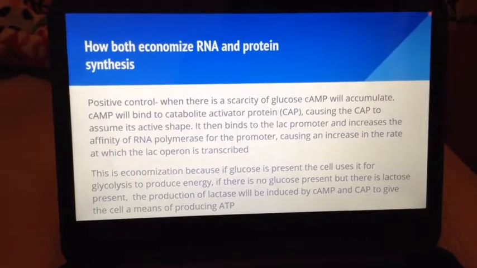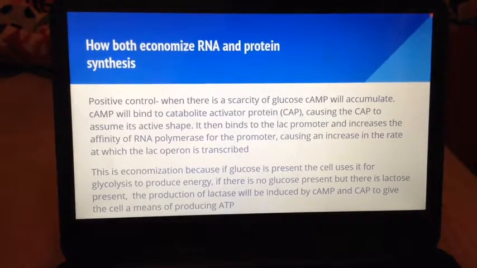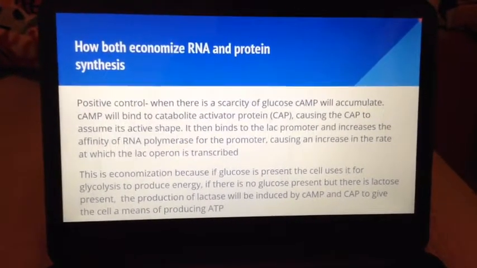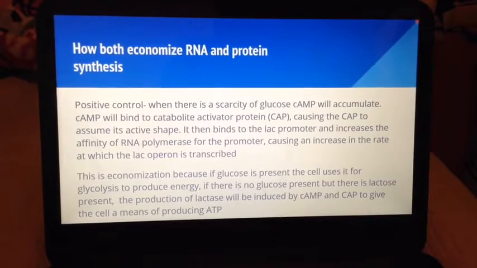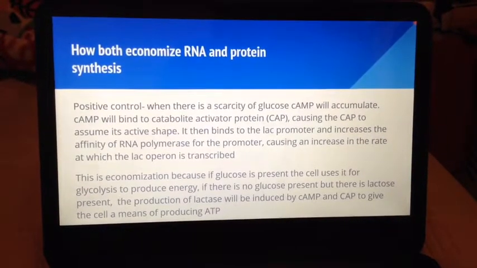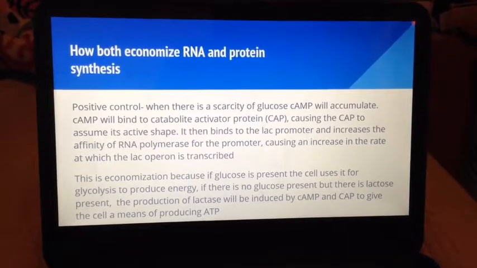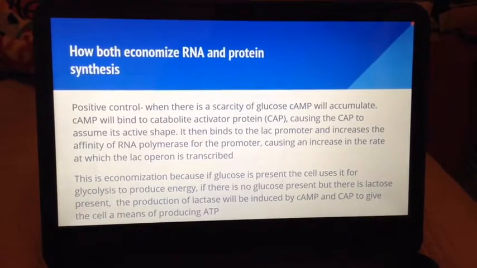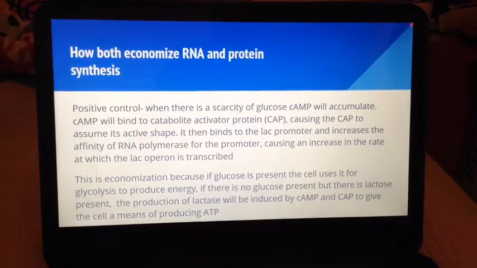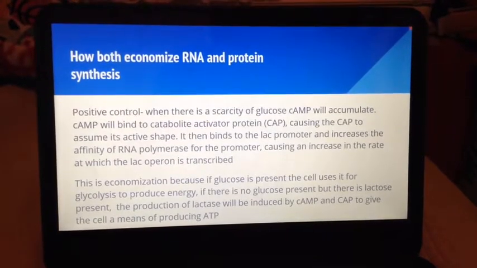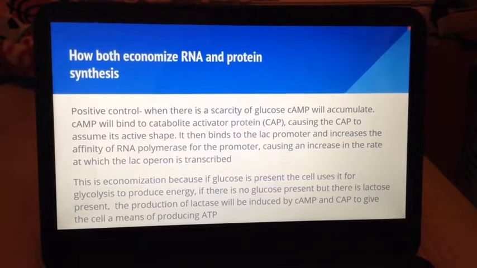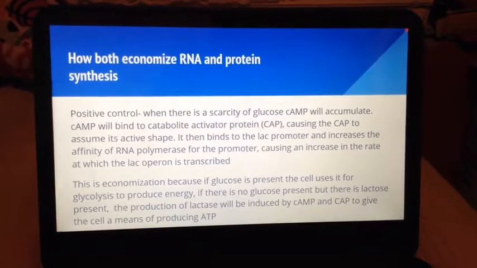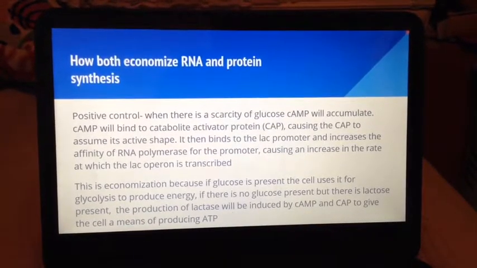Now we're going to take a look at the role of positive control in the lac operon, and we're going to see how it economizes RNA and protein synthesis. Positive control really takes place when there is very little glucose within the cell. There's a scarcity. Cyclic AMP will accumulate within the cell due to this lack of glucose. The cyclic AMP is going to bind to catabolite activator protein, also known as CAP. This binding between the two will cause the CAP to assume its active shape. When it assumes the active shape, it will bind to the lac promoter on the DNA, increasing the affinity of RNA polymerase for the promoter, causing an increase in the rate at which the lac operon is transcribed.